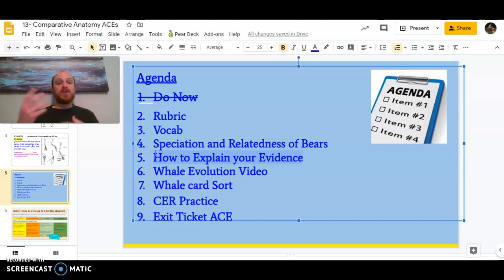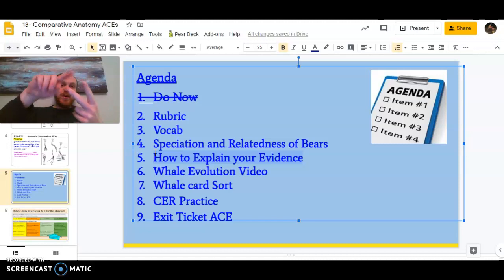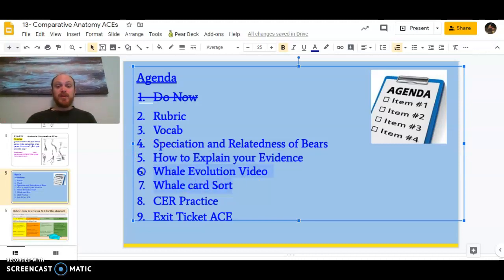Remember, this unit we're writing an ACE response, which is like ERASES, right? Just without the R and the S at the end. So you're going to answer the question with a claim, cite evidence, and then explain your evidence. So today we're going to focus on explaining our evidence. We're going to look at some whales and their skeletons and their evolution, do a little practice, and then an exit ticket at the end.